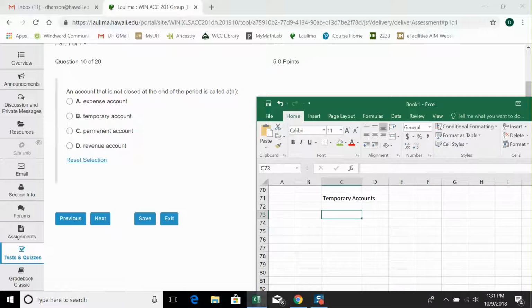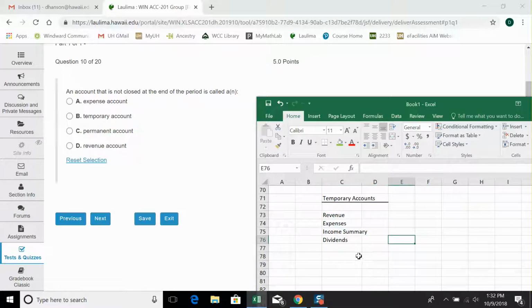Okay, and they include revenue, any revenue account, expenses, they include dividends, they include an account called income summary that we use at the end of the accounting period. And it probably would be more accurate to show it in this order. So close revenue, close expenses, close income summary, close dividends. Those are called temporary accounts.